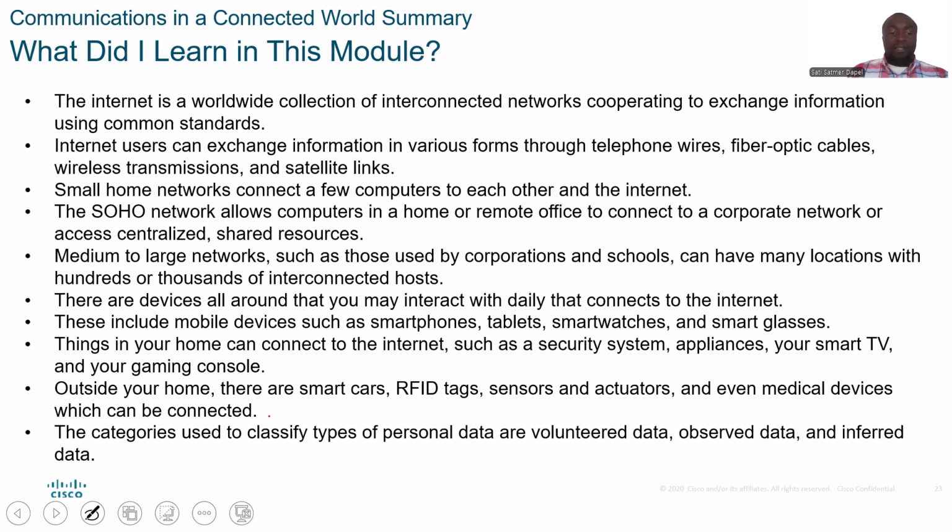And we saw that there are devices all around that we may interact with daily and connect to the internet. We also saw that things in your home can connect to the internet, such as your security system, appliances, smart TV, and gaming consoles. Outside your home, there are smart cars, RFID tags, sensors, actuators, and even medical devices that can be connected. So the categories used to classify types of personal data are volunteered data, observed data, and inferred data. These and many more are what we have learned.